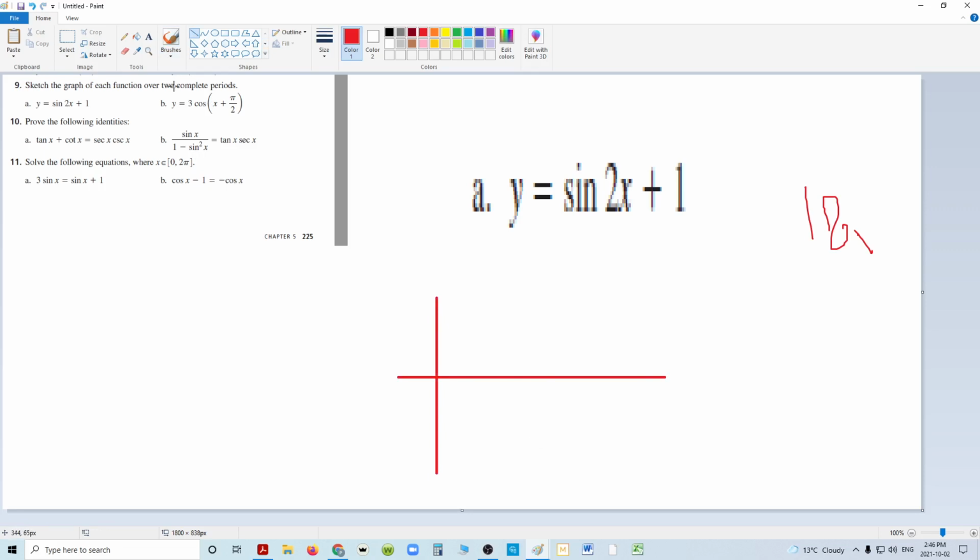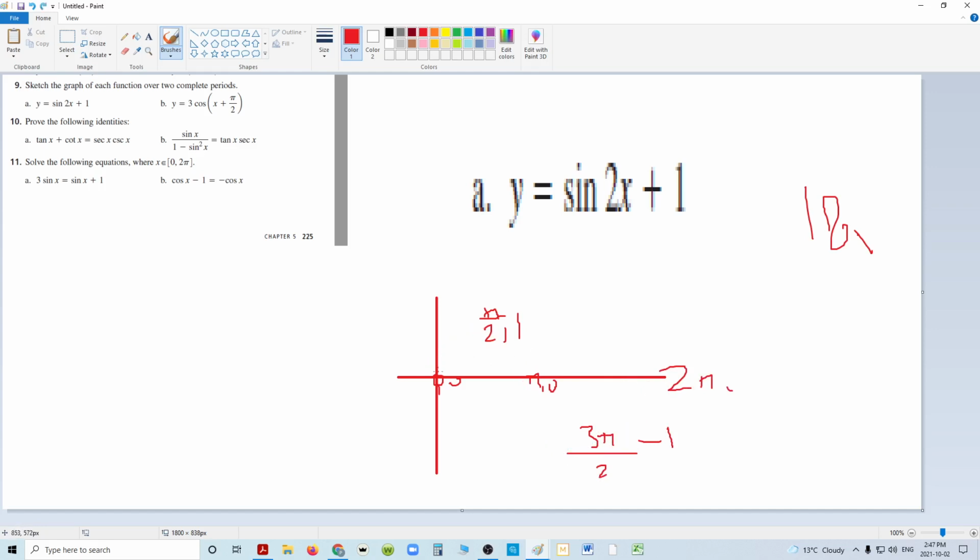So if the normal one is this, 0, 0, and it helps to know the full spots. 90 is now pi over 2, comma 1. Then it goes pi, comma 0. Then it goes 3 pi over 2, comma minus 1. And it finally ends at 2 pi, comma 0 again. Like that. That's the sine curve.